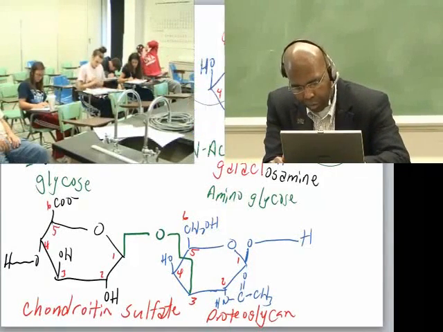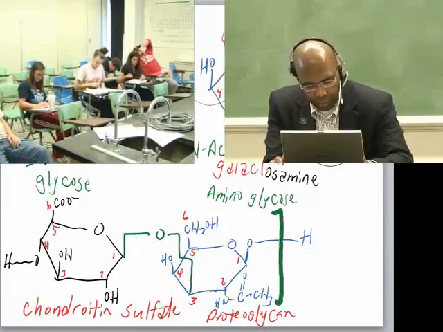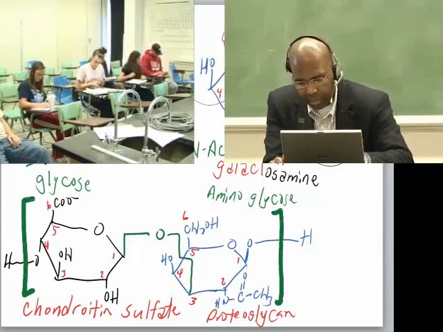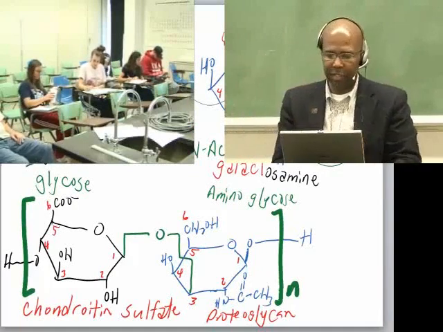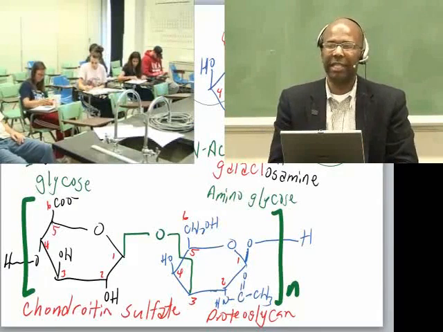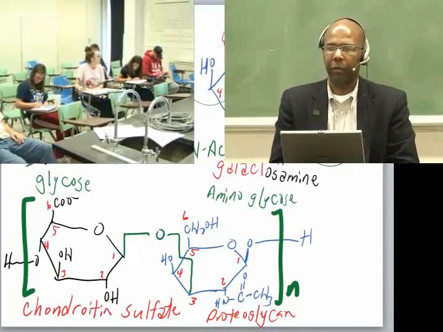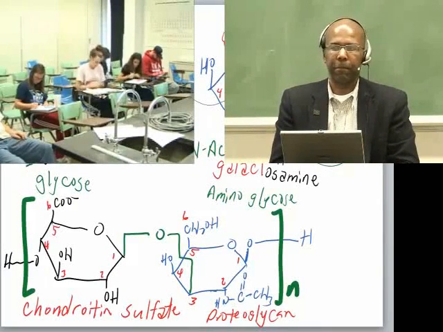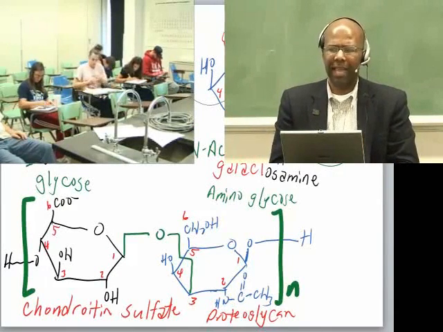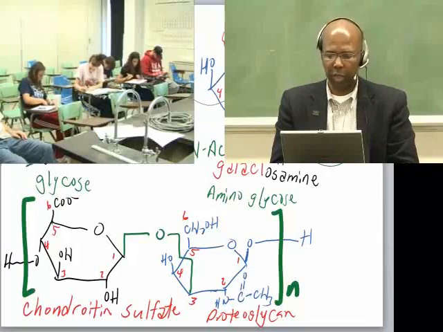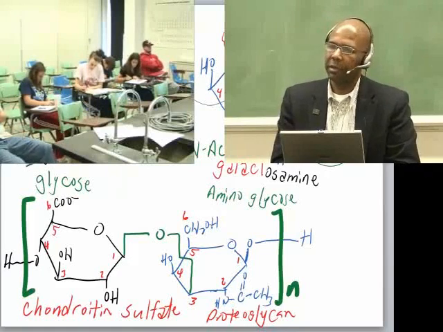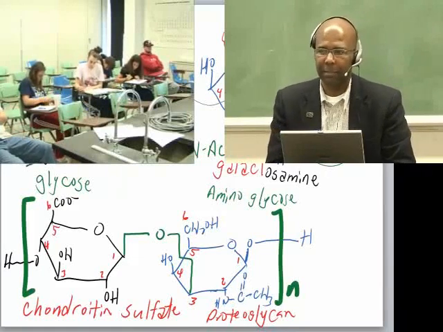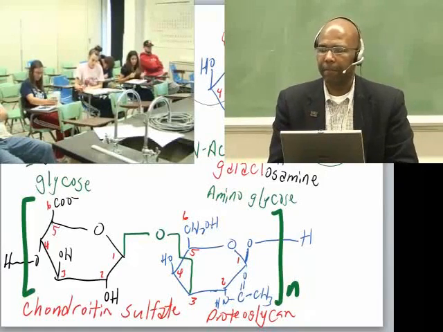So what's going to happen here? You're going to keep repeating those disaccharide units, and that's going to make chondroitin sulfate. There are several glycosaminoglycans, but those are the 2 most common ones that you'll see in medicine. And this is part of the connective tissue.